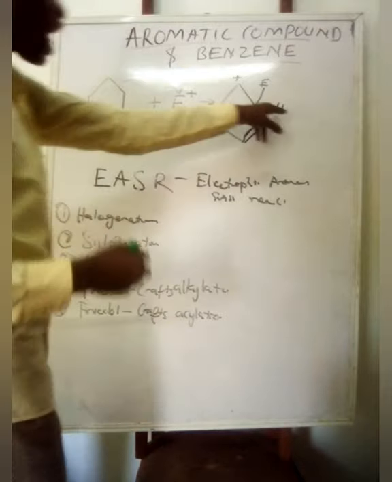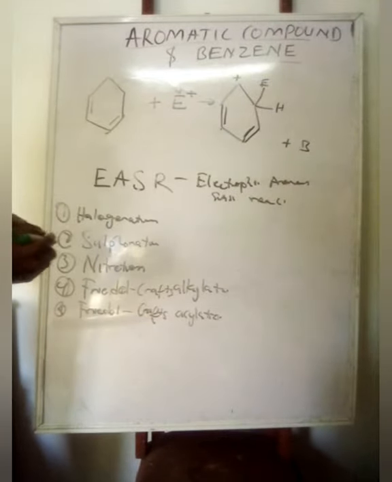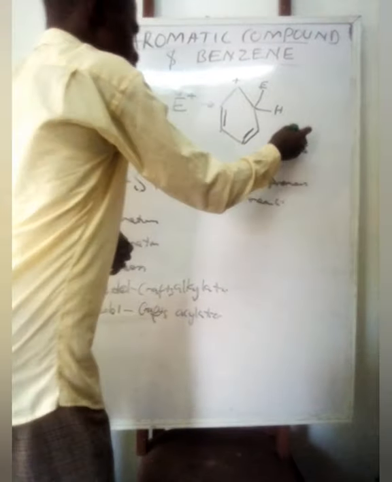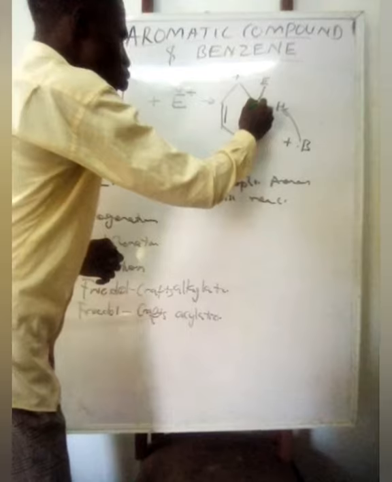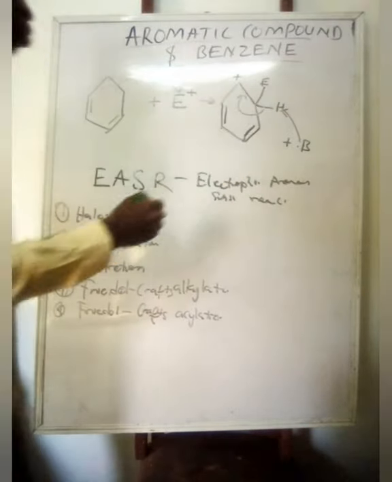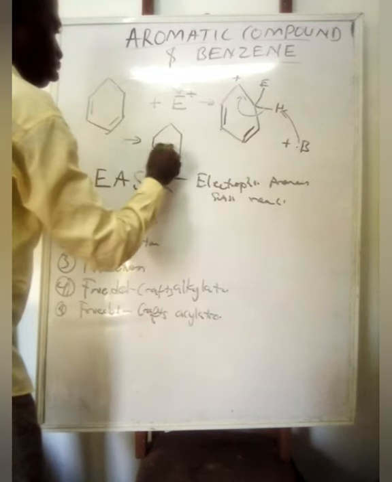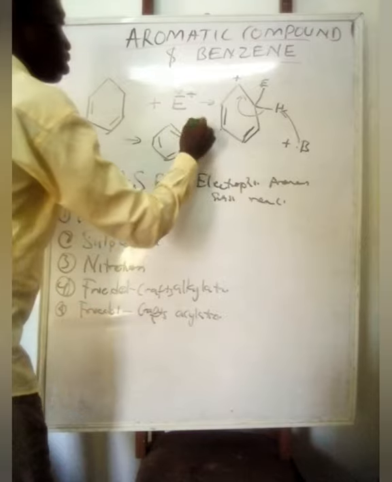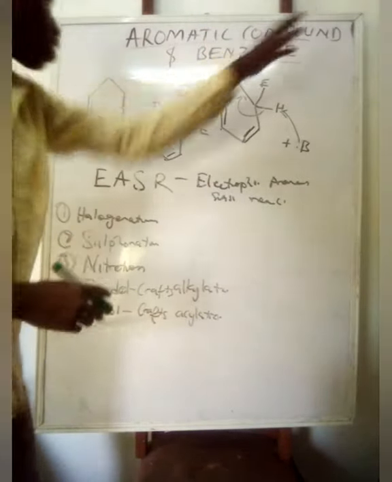Now, after forming this, this hydrogen will be removed from the benzene. How are we going to remove it from the benzene? A nucleophile is going to react with this hydrogen. Then the bond with the hydrogen is going to form a double bond, and they are going to have this structure, with the electrophile attached. So this is the mechanism of the electrophilic substitution reaction.